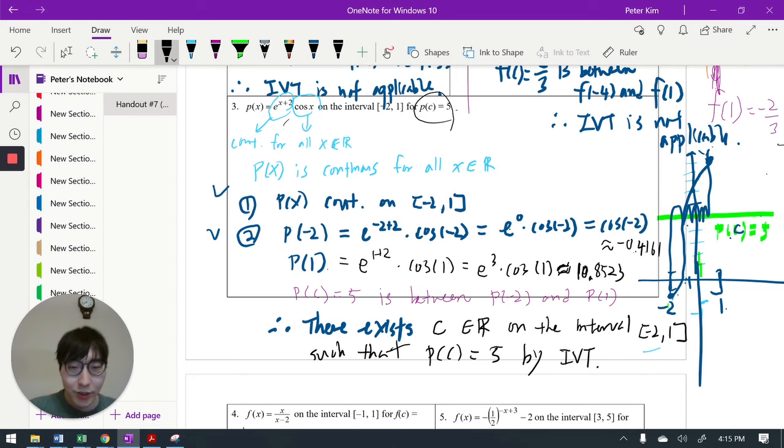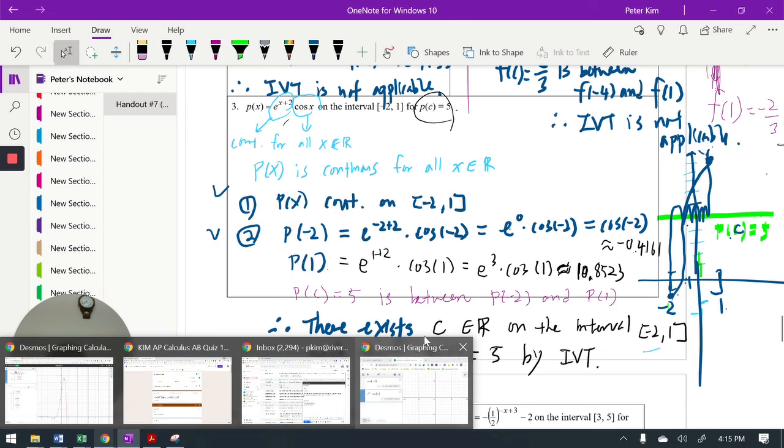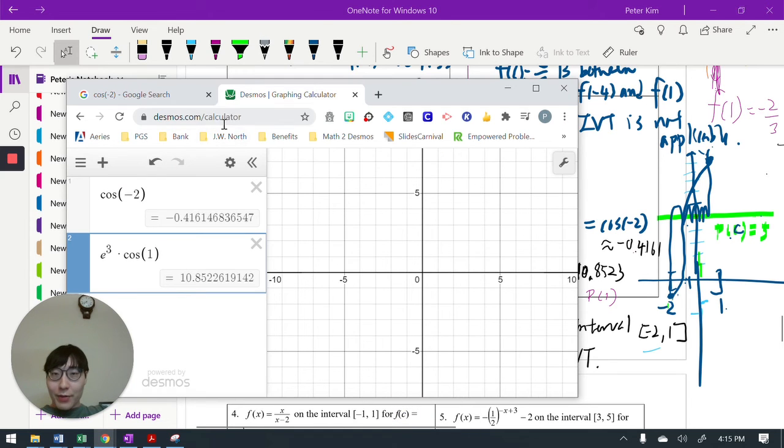So all of this, we're not actually finding what the C value is. We're just saying there exists such an x value on the interval negative 2 to 1 that if you find the output of that using this function will give us 5. It could be more than one value. All right. Before we move on to number 4, I want to show you how that looks graphically.